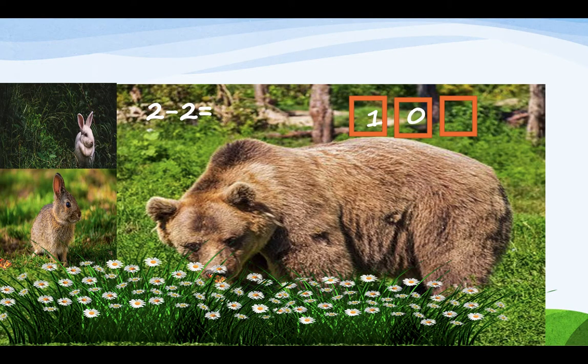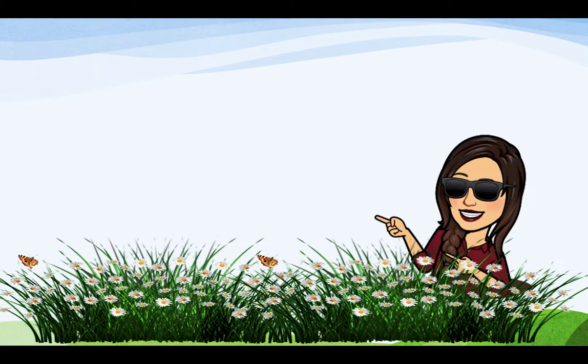So, can you guess what is the right answer? There were 2 rabbits and Mr. Bear ate both the rabbits. So 2 minus 2 is? Can you guess the answer? Well done. The answer is 0. So there are no more rabbits left out because Mr. Bear ate all the rabbits. Let's have a look at another example.